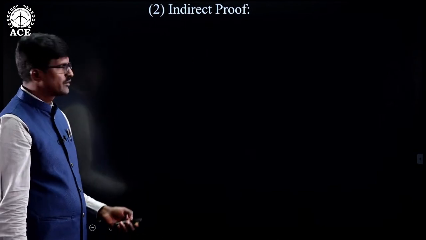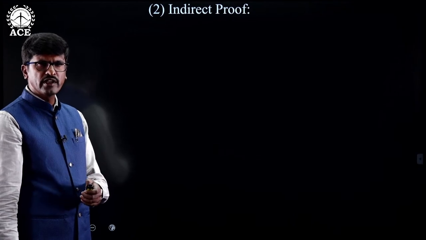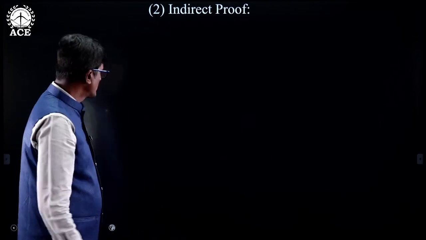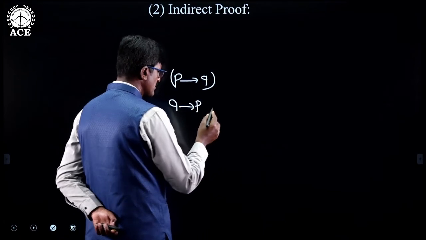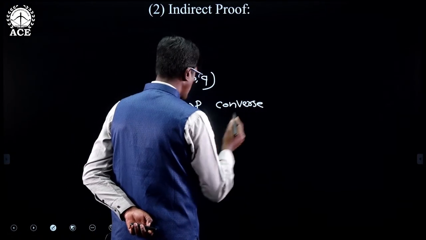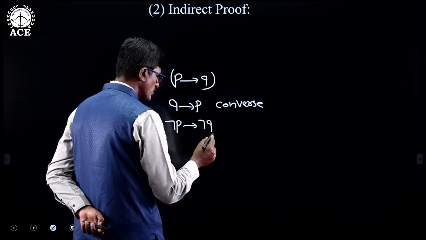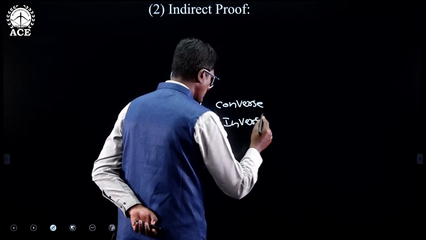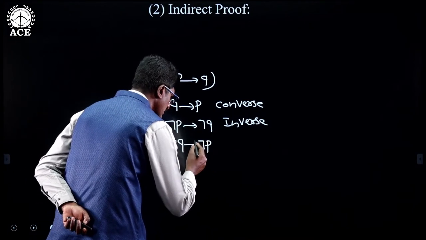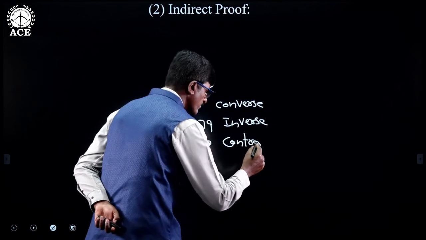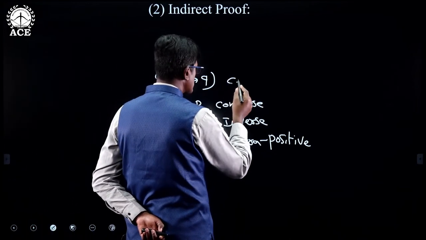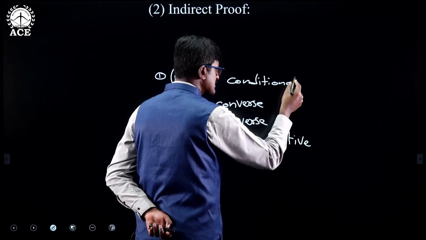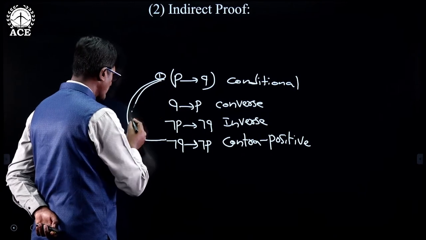Now, we'll see the next method. The next method is indirect proof. Here I want to recollect one of the very important formulas which I explained in the first video lecture. This is the conditional statement. For this conditional statement, Q conditional P is the converse. Next, negation P conditional negation Q is the inverse. Next, negation Q conditional negation P is the contrapositive.